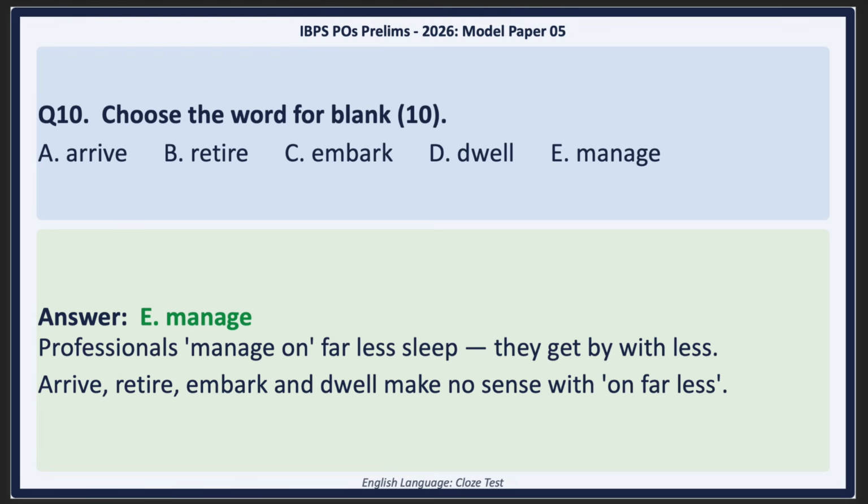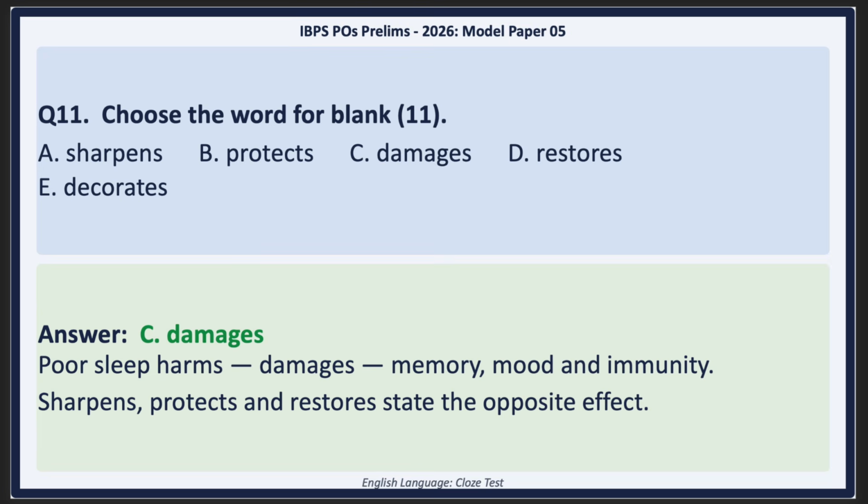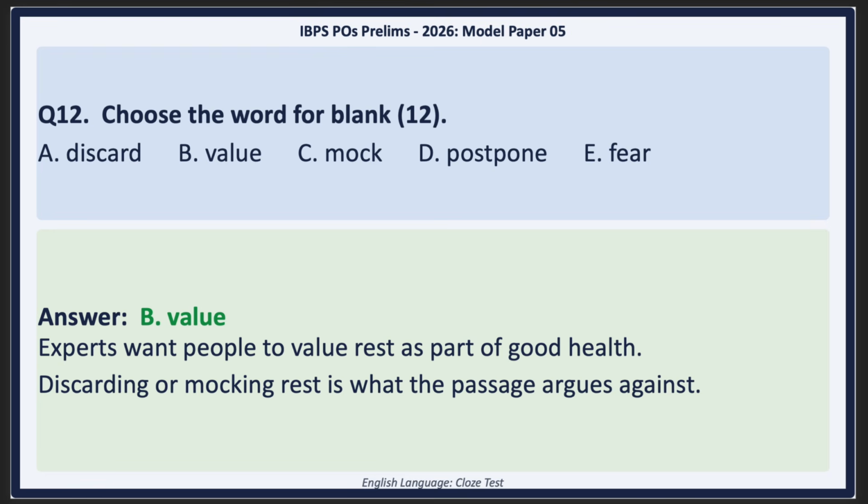Question 11 gives us the phrase, poor sleep, blank your mood. The options are words like sharpens, restores, and damages. And the concept is contextual alignment. The sentence describes a negative consequence of poor sleep. So we need a negative verb. Exactly. Option C, damages, is structurally required over positive verbs like sharpens. Which perfectly explains question 12. Experts want people to blank rest. Right. Option B, value. You wouldn't discard a biological necessity. Value aligns perfectly with medical advice.